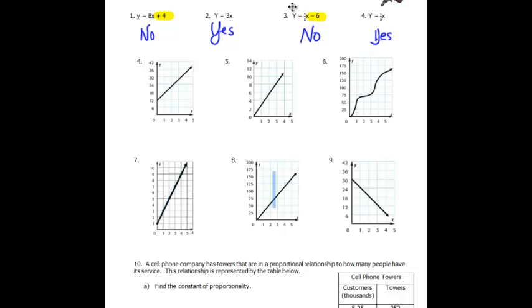In the graphs, this one does not go through the origin, so no. It is a line. This one is a line through the origin. This is through the origin, but not a line. No, for the same reason as number 4. Yes, fine, and no. This does not go through the origin.